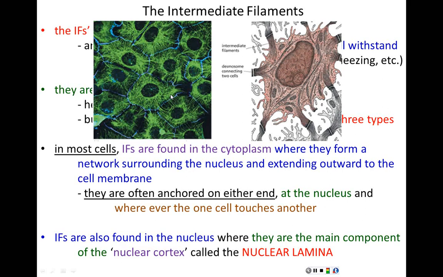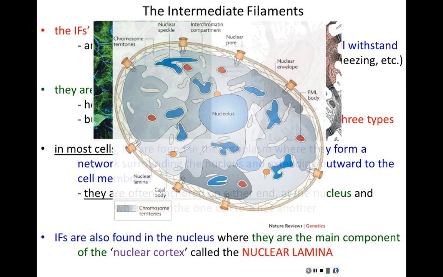Intermediate filaments are also found in the nucleus. This is a specific type of intermediate filament called the nuclear lamina. We'll talk about the nuclear lamina later on in this lecture. But the nuclear lamina is a type of nuclear cortex. Hopefully you might remember the cell cortex we've discussed before, the underlying protein meshwork or framework of the cell membrane. The nuclear lamina is an intermediate filament-based cortex, or underlying structural support, for the nuclear envelope.